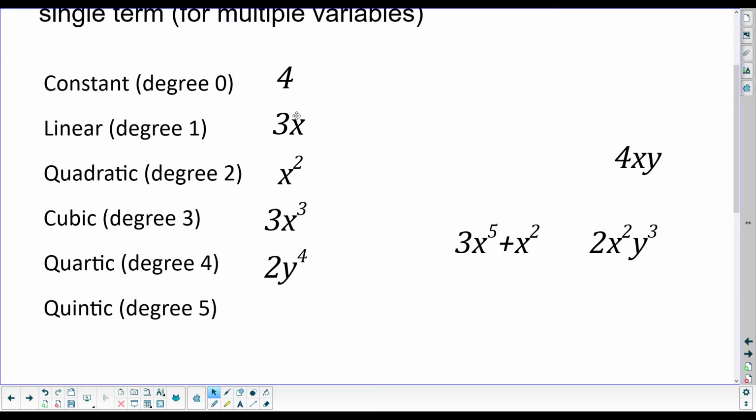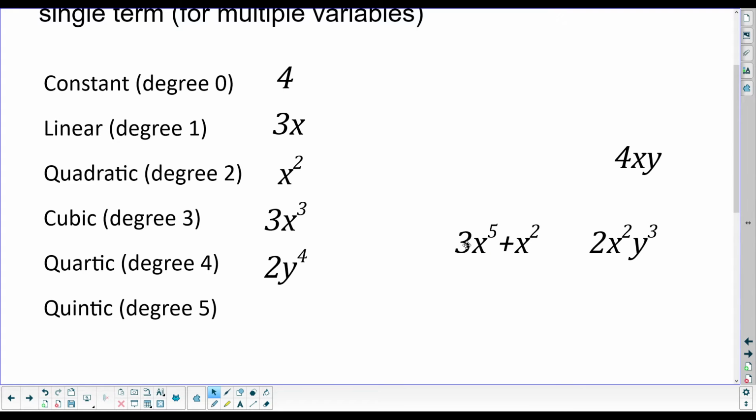So this would be a fourth degree polynomial. Okay. And these are all monomials. So this would be a constant monomial. This would be a linear monomial, a quadratic monomial, a cubic monomial, a quartic monomial, and then a quintic is degree 5. So degree 5. All right. Now, there's a couple of them here. This one, x to the 5th. And then we also have x squared. So this is not a monomial. This is a binomial. There are two terms here.